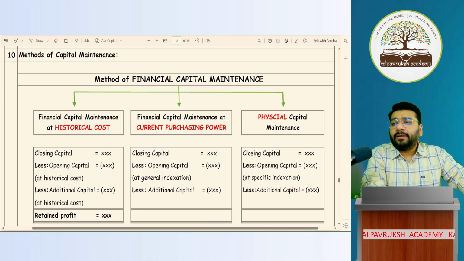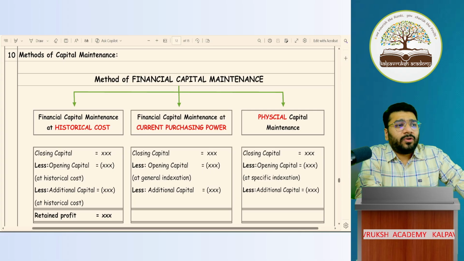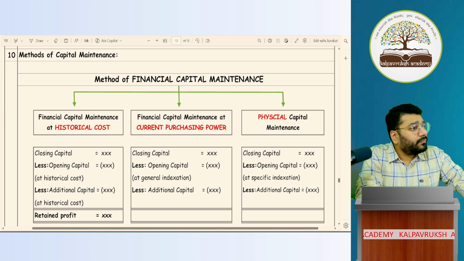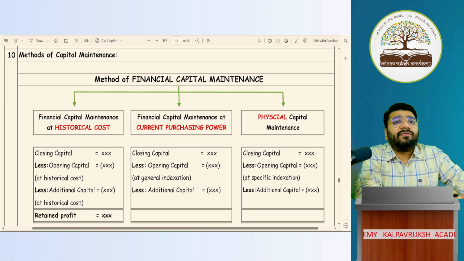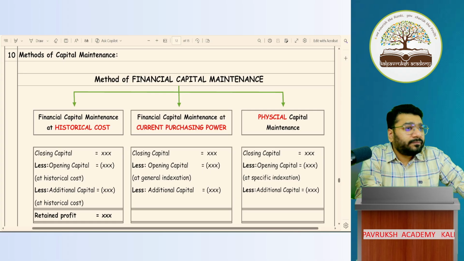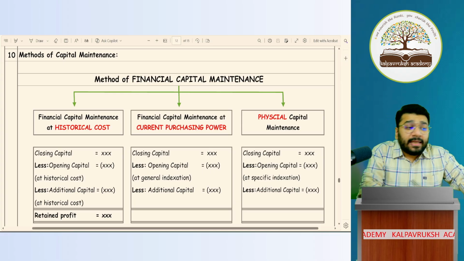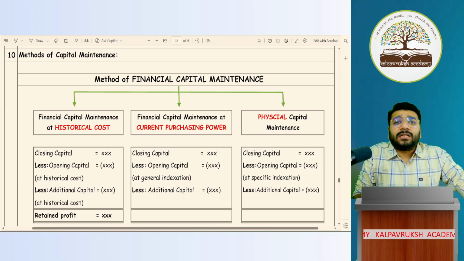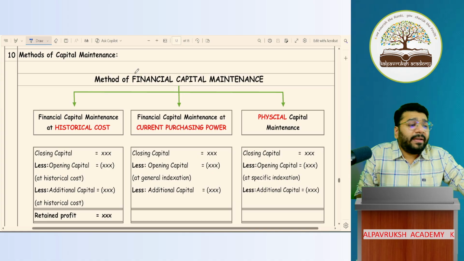Now, this topic is a little deviated or different from the framework model. Got it? This is a little bit different and unique, though they have given it under this chapter. This was not a part of the framework. It's something different, but included in the framework chapter. They're telling there are some methods for financial capital maintenance.